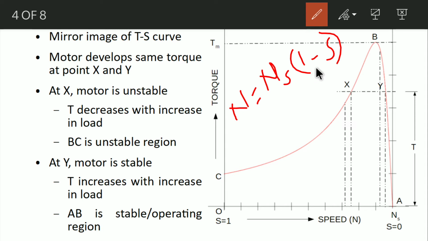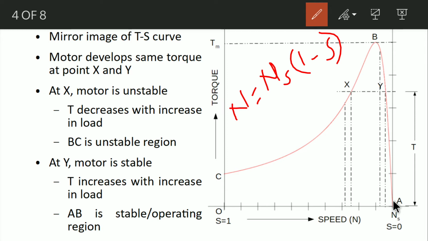When slip is 0, speed is Ns, and when speed is 0, slip is equal to 1, because 1 minus 1 into Ns will result in 0. So this curve is the mirror image of the earlier curve. We can start from here. Here slip is 0, here slip is 1.